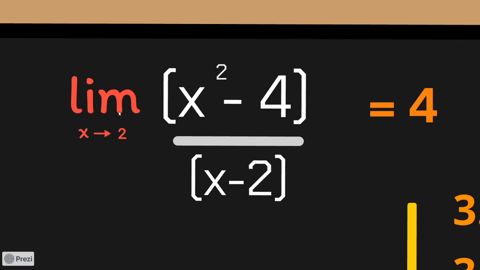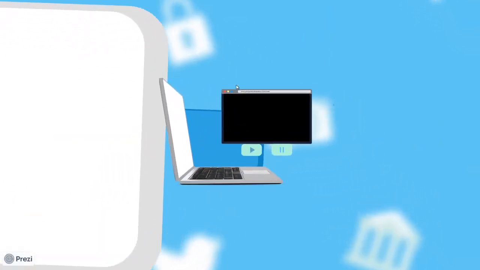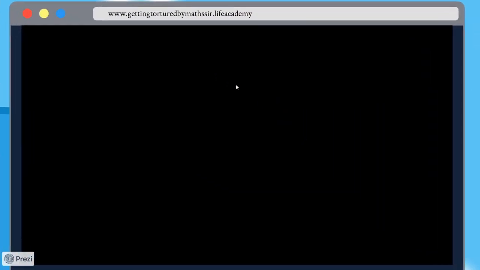Okay, so limit x approaches 2 of (x square minus 4) whole divided by (x minus 2) is equal to 4. Now, next we will go on to study a few more things about limits.